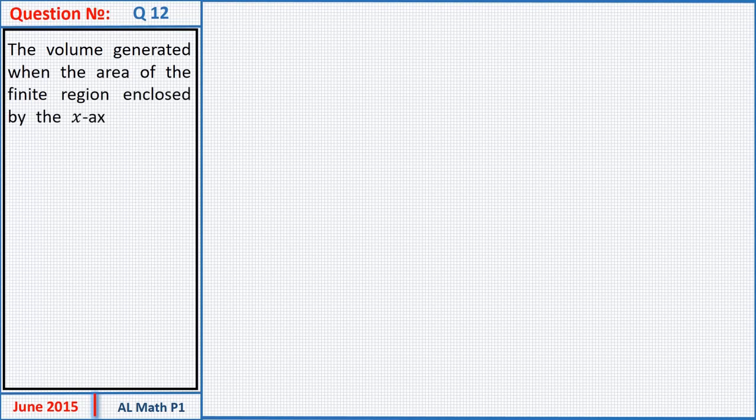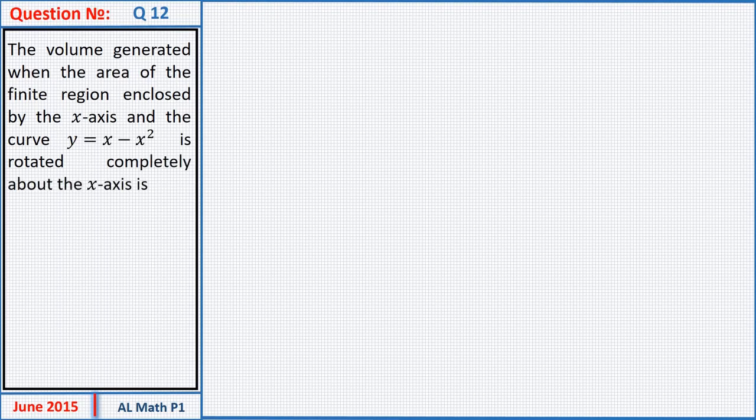Question 12. Question 12 says that we should find the volume generated when the area of the finite region enclosed by the x-axis and the curve y equals x minus x squared is rotated completely about the x-axis. So that's what they're asking us here, and I've given us the different answers.